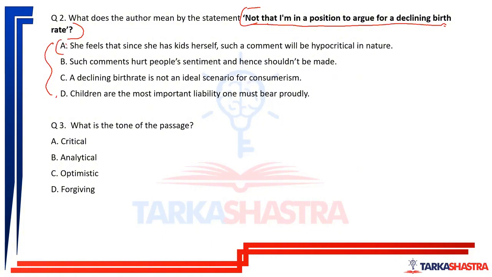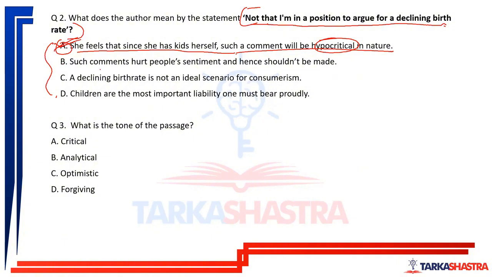Option A, she feels that since she has kids herself, such a comment will be hypocritical in nature. What is the meaning of hypocritical? Hypocritical means you are having different set of standards and rules for yourself and others. Okay, especially when it comes to being more hard on others, then you can be called a hypocrite. So correct answer seems like A.